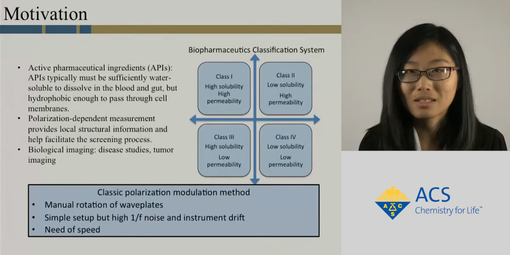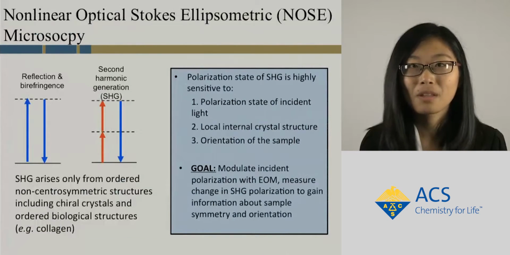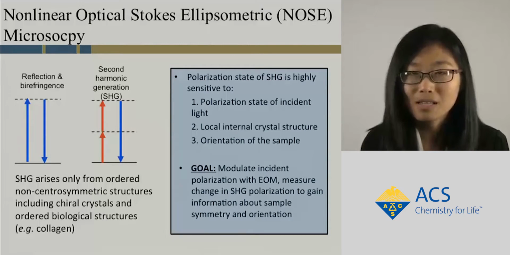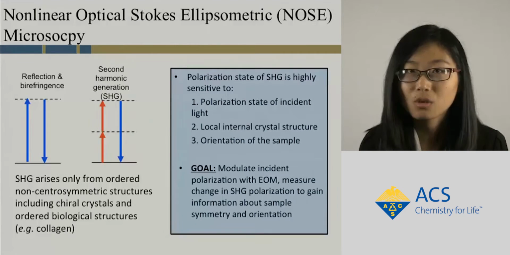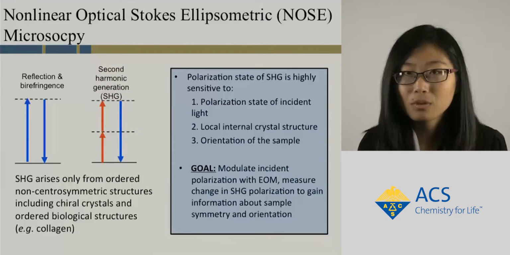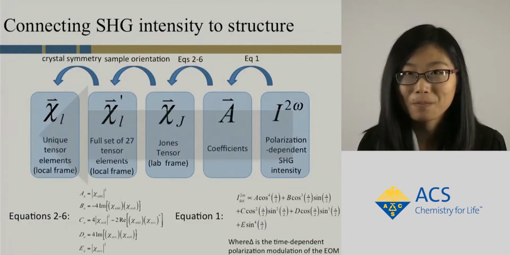Polarization-dependent imaging methods can provide rich local structural information and help facilitate the screening process. The goal of NOSE microscopy is to evaluate local structure and sample orientation using a set of polarization-dependent second harmonic generation measurements. SHG is a nonlinear optical process that's particularly sensitive to polarization modulation. With our instrument, we're able to acquire up to 30 polarization-dependent images within a second.